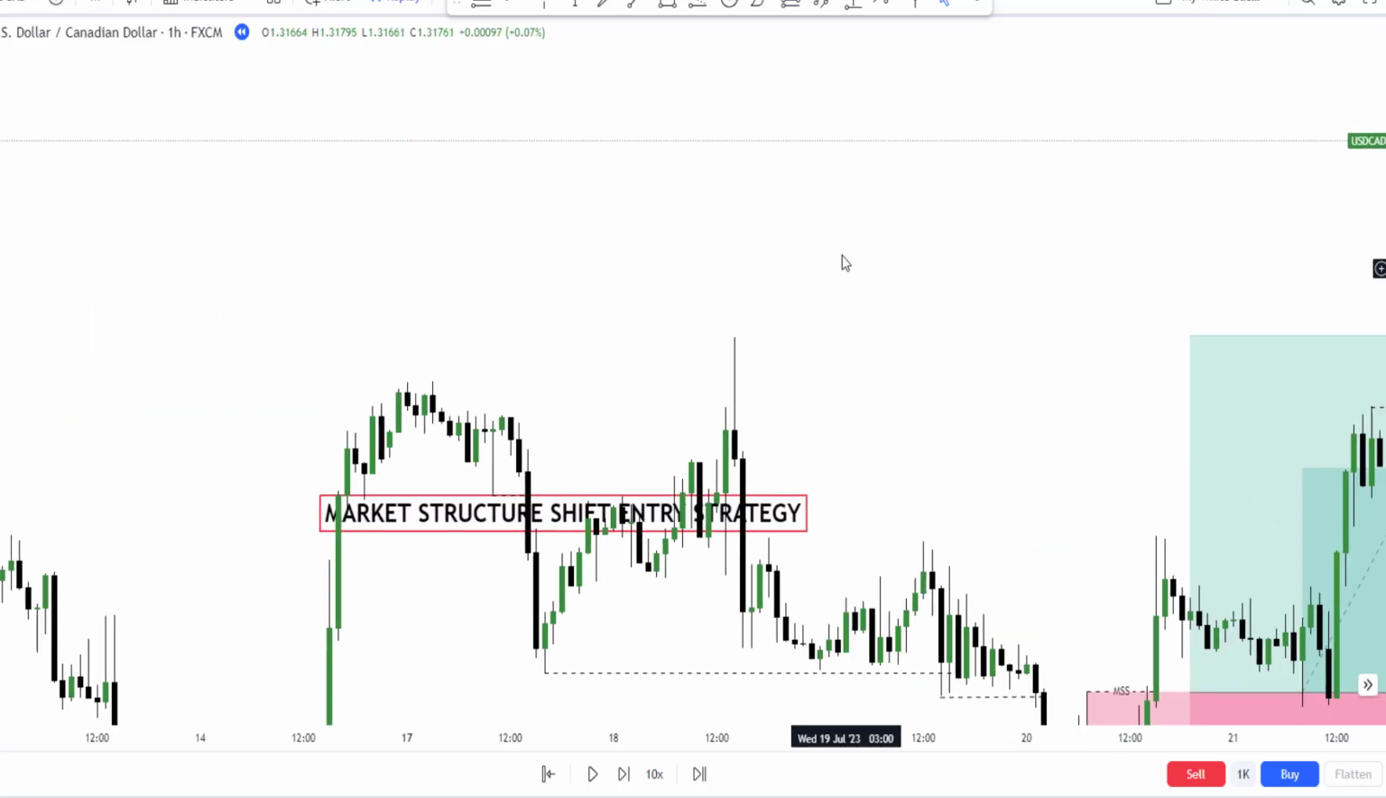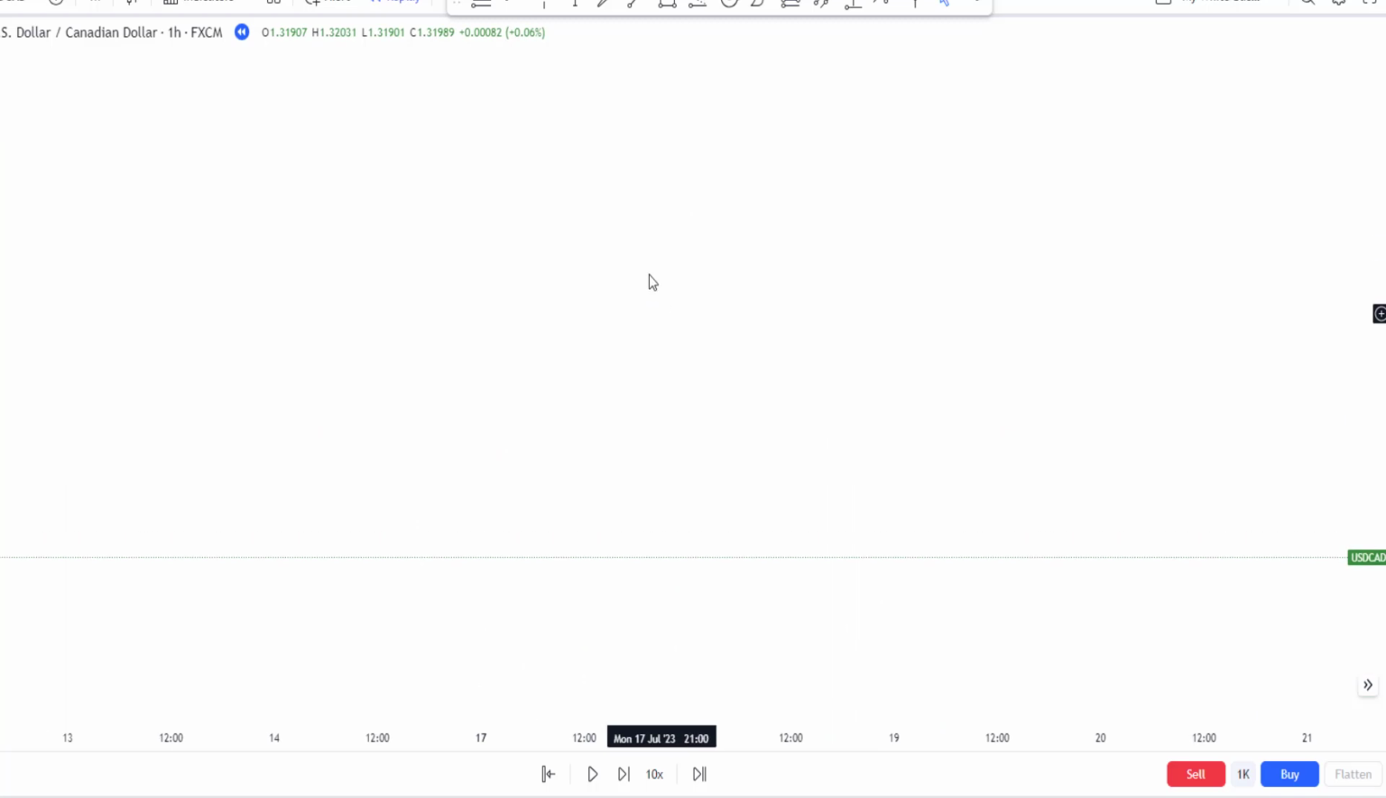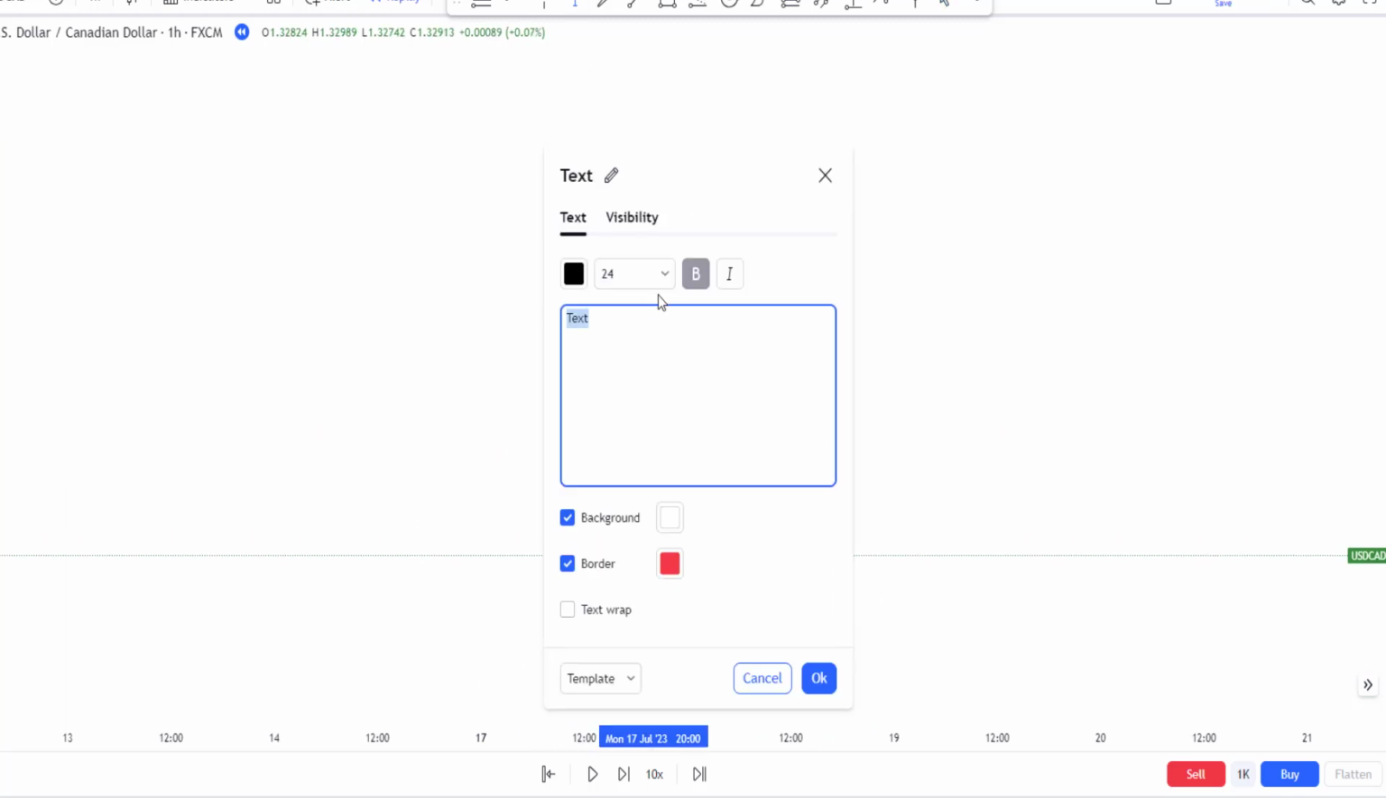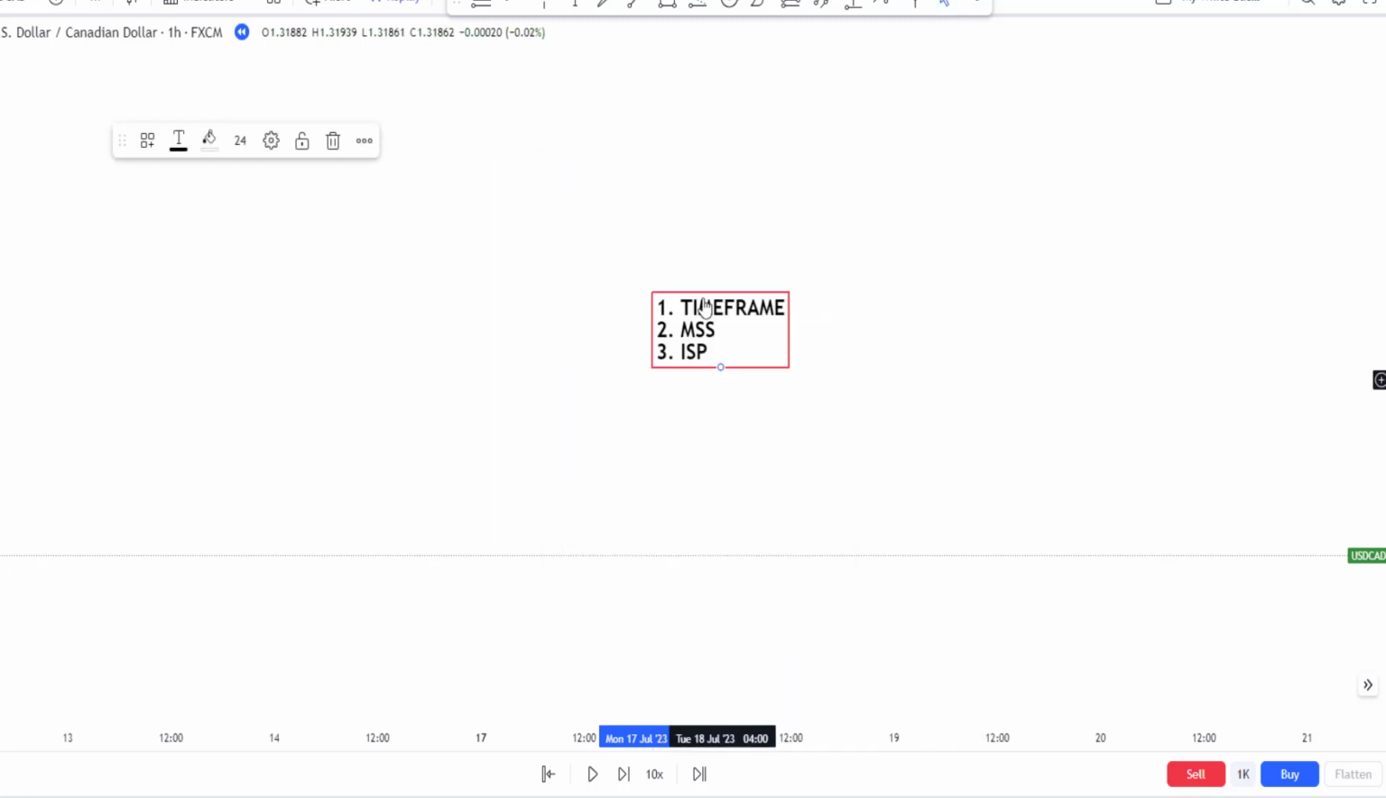Three most important things in this kind of entry. Number one, let's call it your time frame. Then secondly is market structure shift. Thirdly is your institutional swing point, ISP. All right, so these are the three most important things in this kind of entry for you to have a perfect kind of entry.